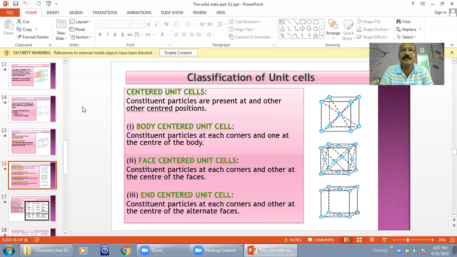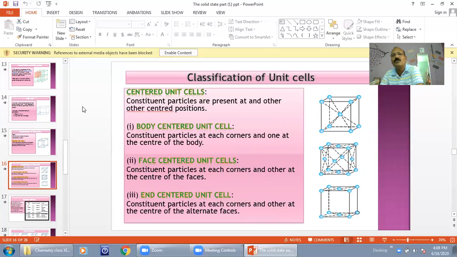How many points are present in BCC? Only 2. How are 2 points present? When there are 8 corners, then at the 8 corners, only 1/8 of the portion of each point is seen. So 8 into 1 by 8 equals 1. And one point is present at the center of the body. So 1 plus 1, 2. So there are 2 points present in the BCC.